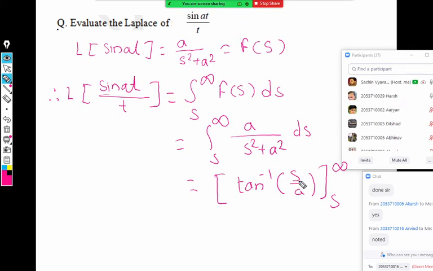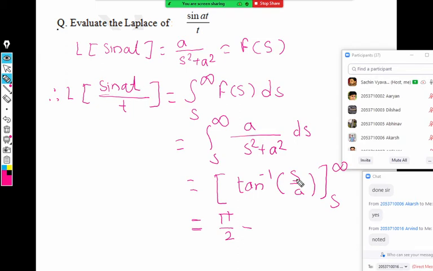What's the tan inverse infinity? Pi by 2. Very good. So don't write it as 0. Generally, students have the habit of writing the upper limit always as 0. When you put infinity, it's not always 0. So it's pi by 2 here. Tan inverse infinity is pi by 2, minus.